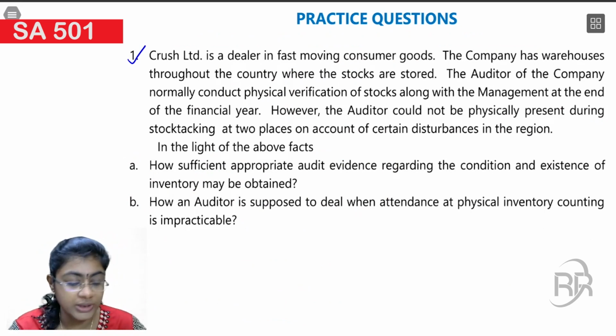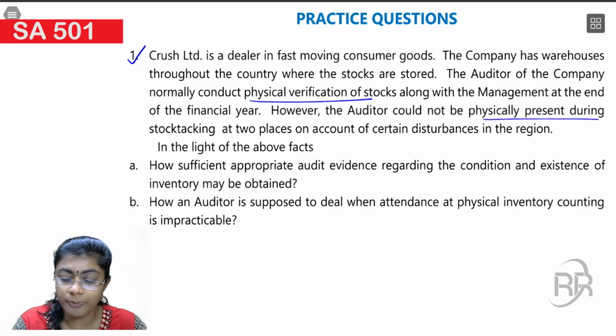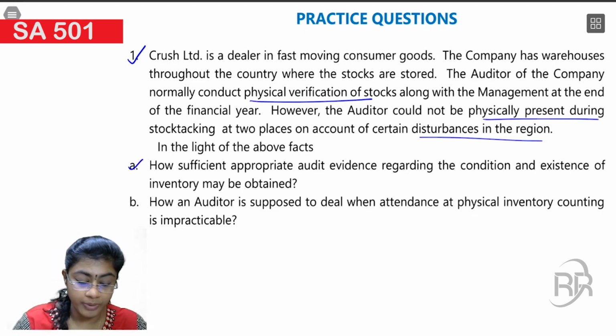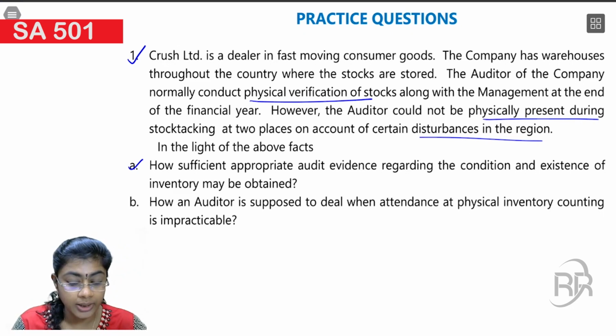Clear? First one. Crush Limited is a dealer in fast moving consumer goods. The company has warehouses throughout the country where the stocks are stored. The auditor of the company normally conducts physical verification of stocks along with the management at the end of the financial year. However, the auditor could not be physically present during the stock taking at two places on account of certain disturbances in the region. In the light of the above facts, A. How sufficient and appropriate audit evidence regarding the condition and existence of inventory may be obtained? B. How is an auditor supposed to deal when attendance at the physical inventory counting is impracticable?